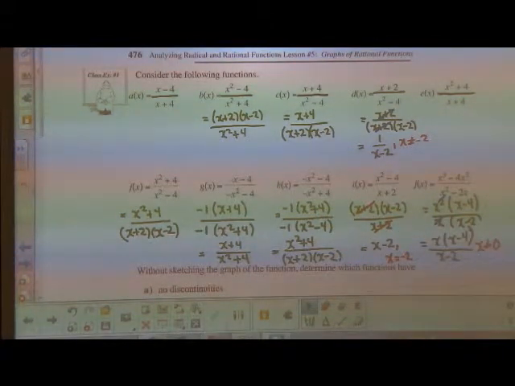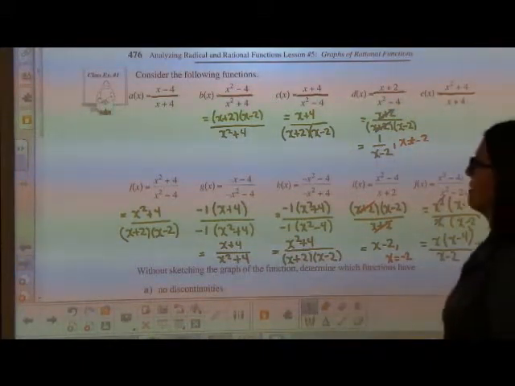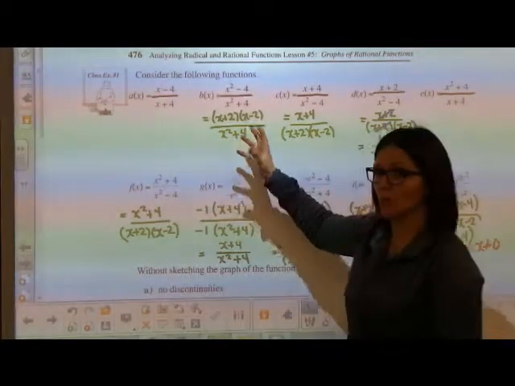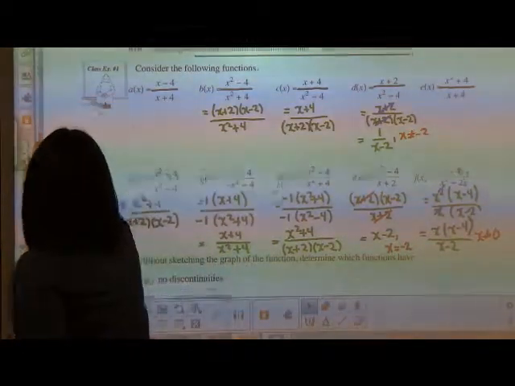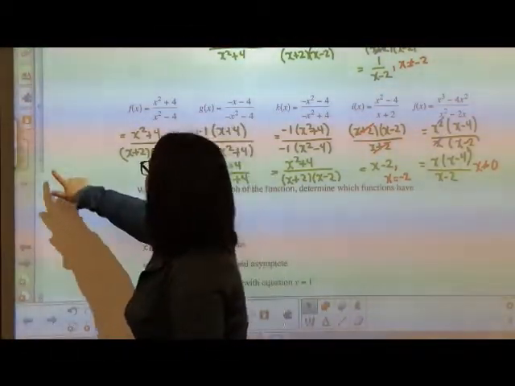So, which of these graphs have no discontinuities? In other words, look at the denominators. Which ones have denominators that no matter what value of x, they're always going to be positive? And the answer to that would be B and G, because I've got an x squared, which will always be positive, and then I'm adding even more positive to it. So that will be B and G.